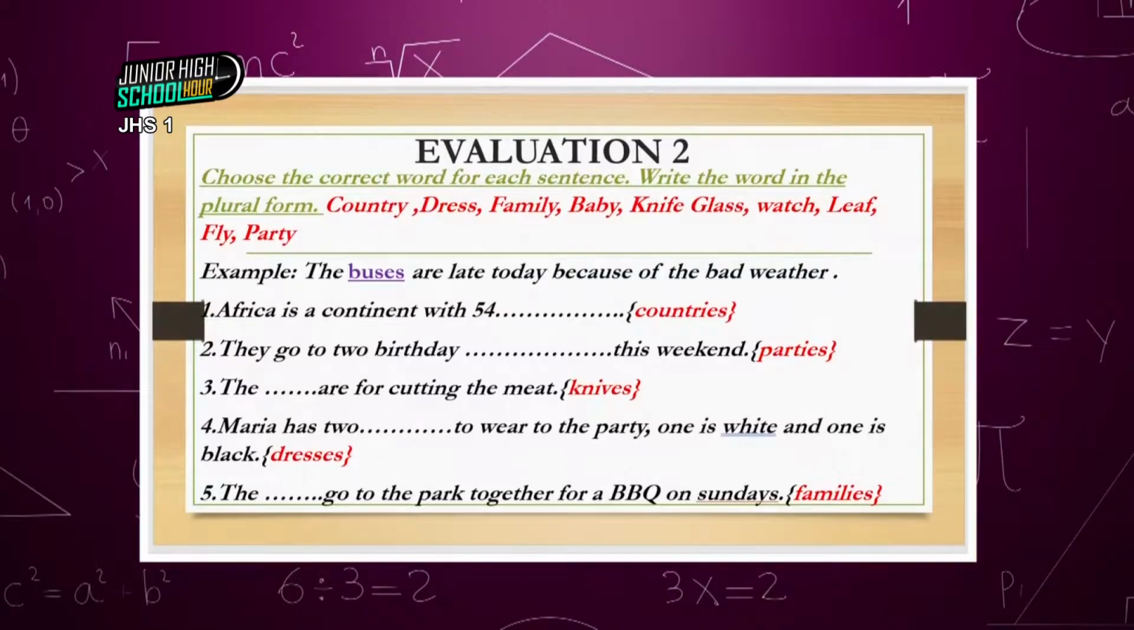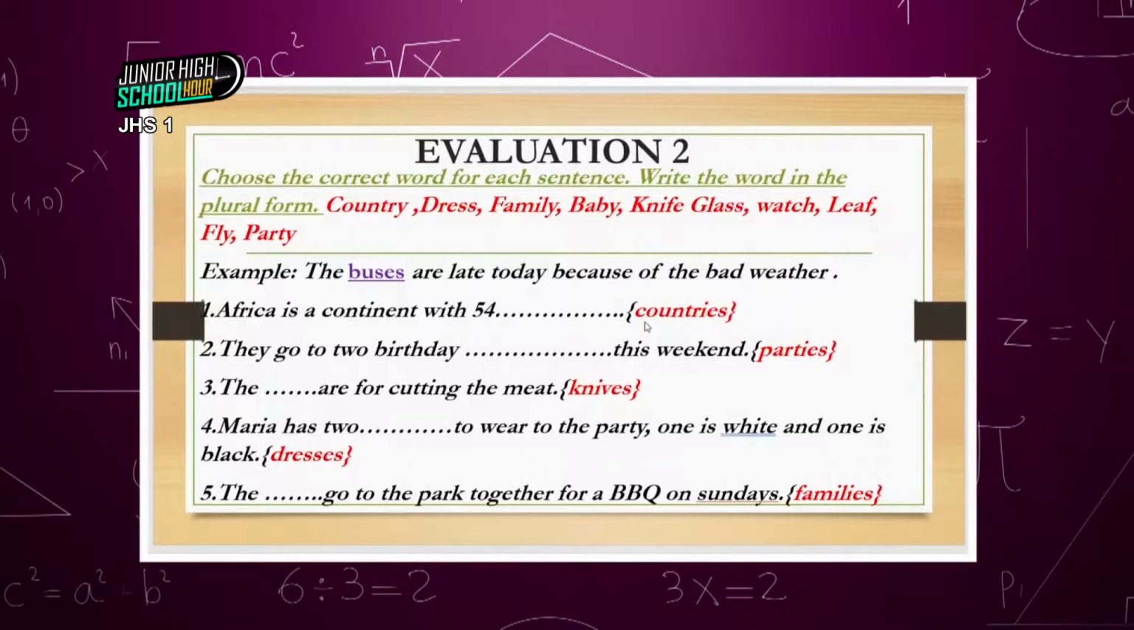Okay, so now let's go. Africa is a continent with 54. Which word are you going to use? For the line, what are you going to put there? Because I have the correct answer in brackets. So it's going to be country. And I guess you're going to do that for me as well. Number 2, they go to 2 birthday dash this weekend. So my answer in the brackets, I have parties here.